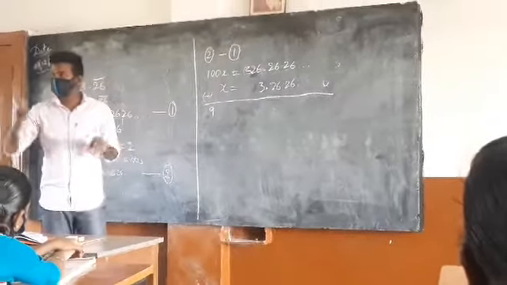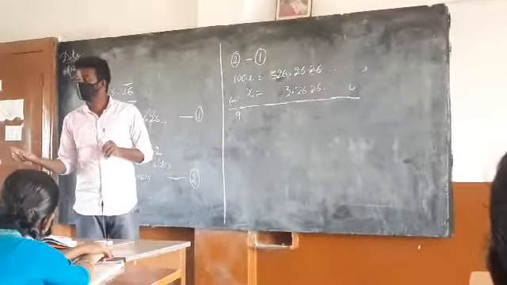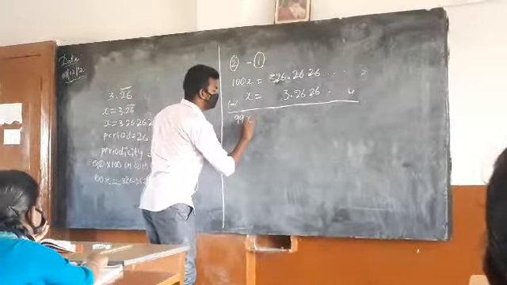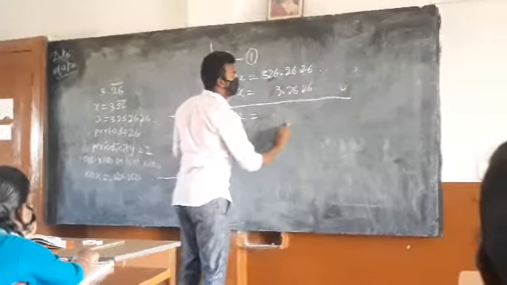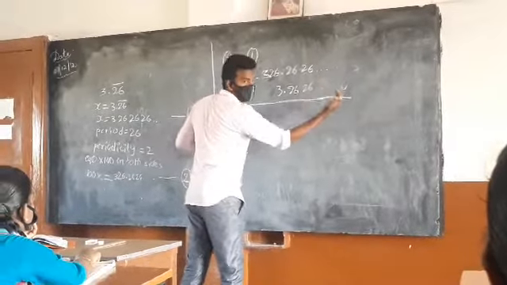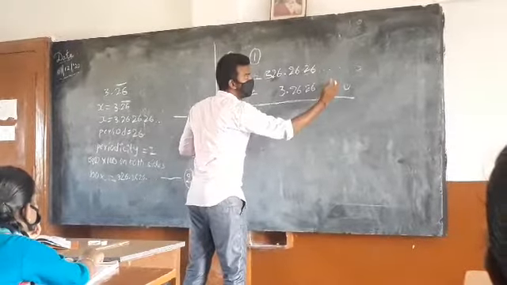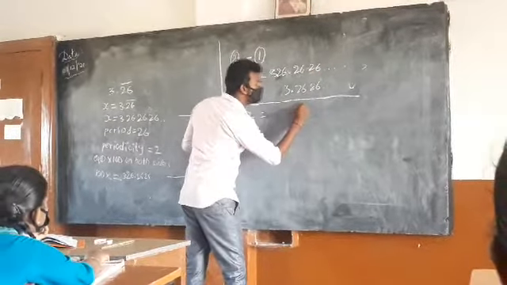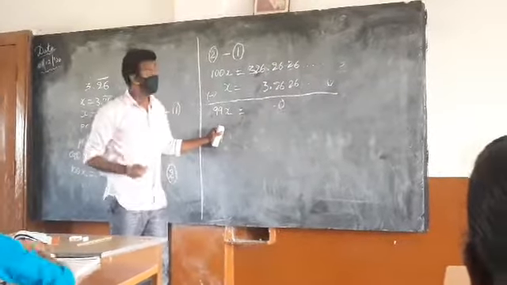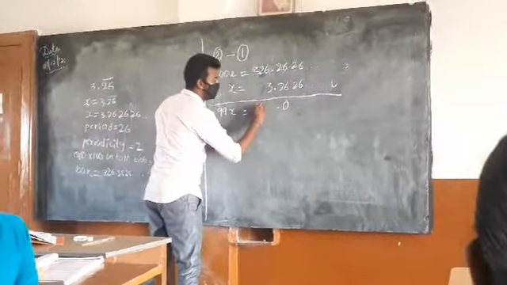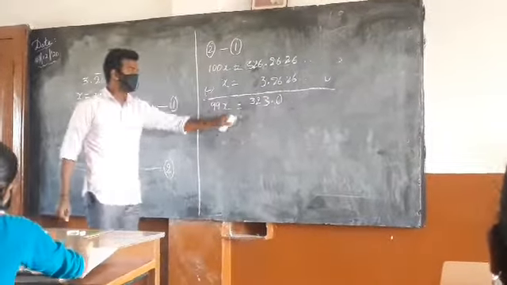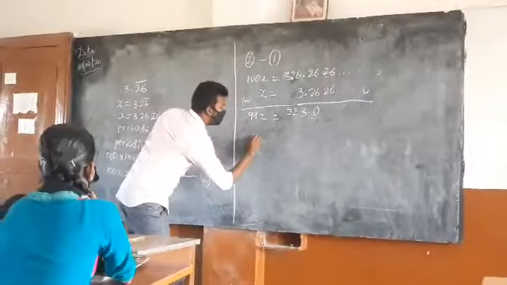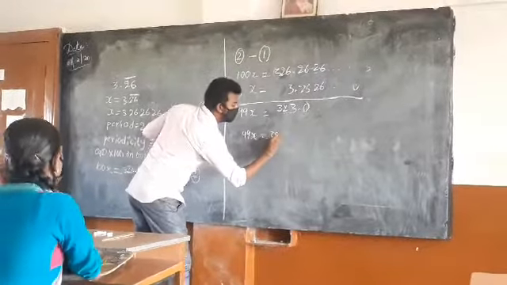5 apples minus 2 apples, 3 apples. 100x minus x is 99x. Equals, so decimals are there. You need to start from the right side; every time subtraction starts from the right side. All this 26 will be cancelled and you will get 0 after the decimal. So 326 minus 3 is 323. 323.0 means normal 323 only. So 99x equals 323.